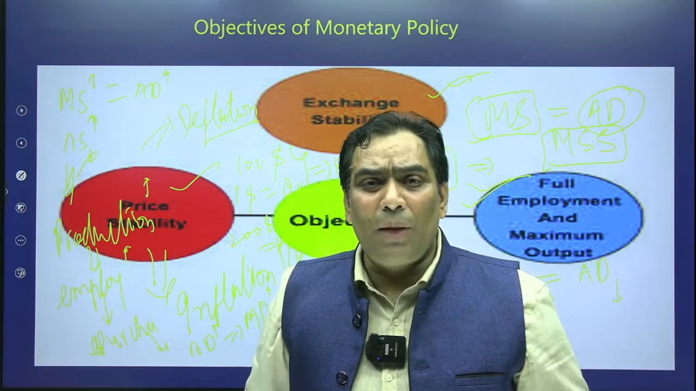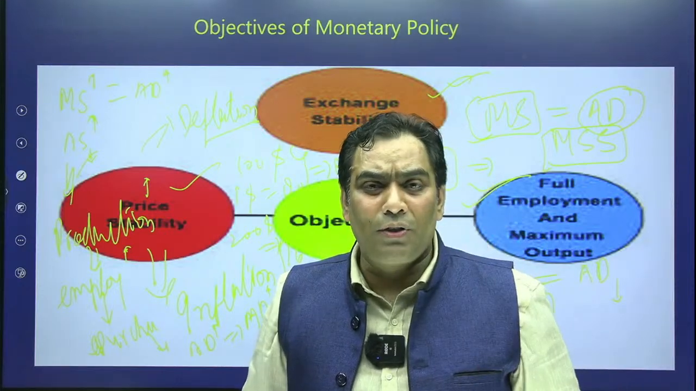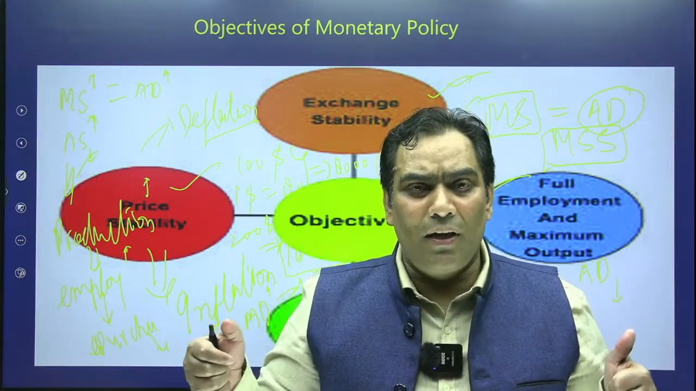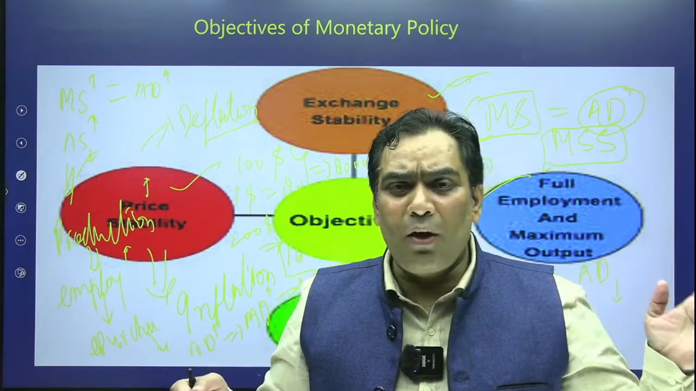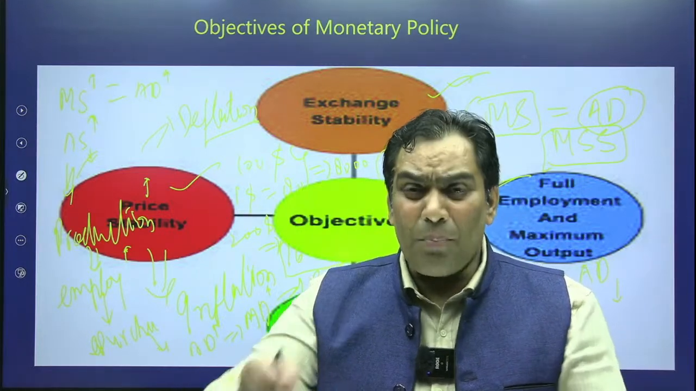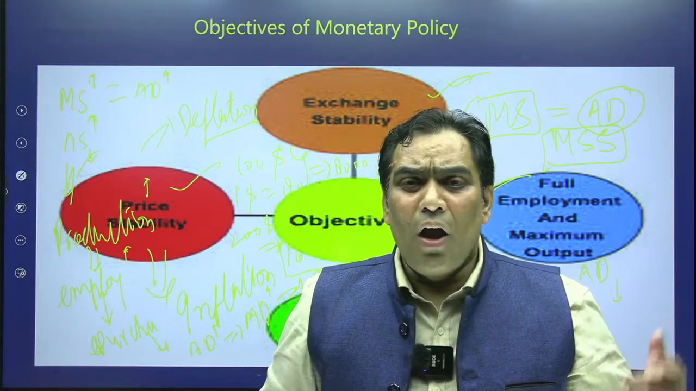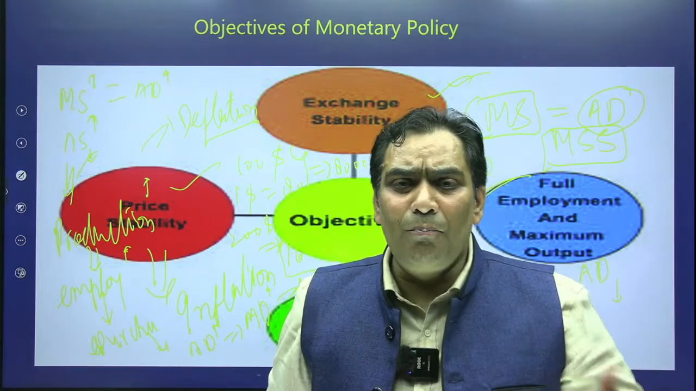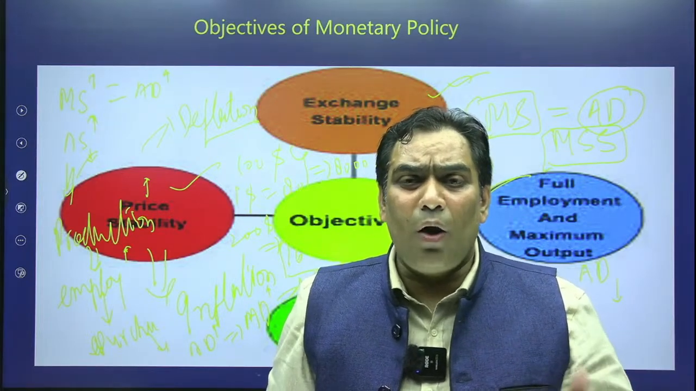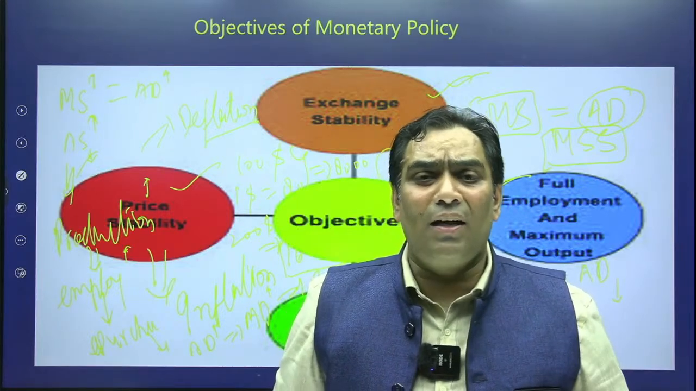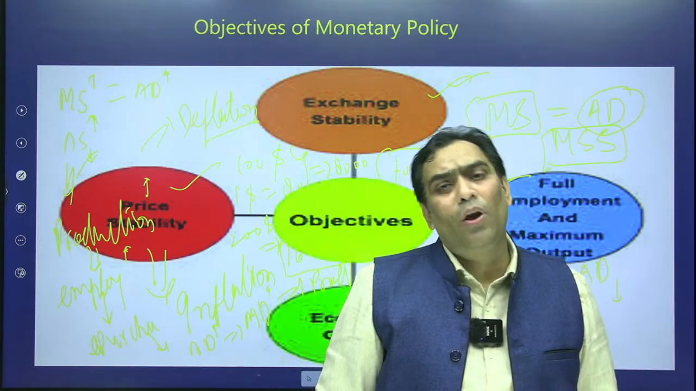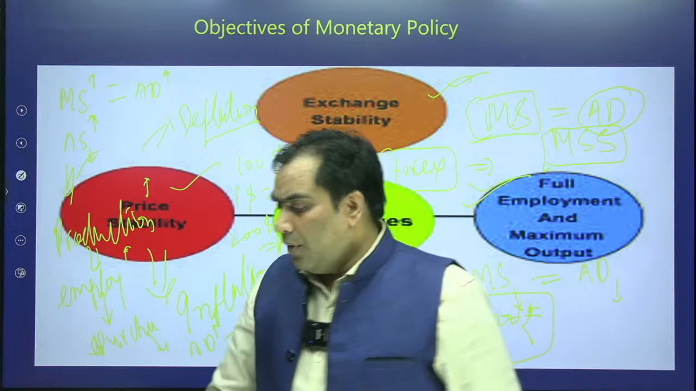Okay, so now I am summarizing the objectives of our monetary policy. The main objective of monetary policy of RBI is to have price stability in the economy. Second is to have economic growth with price stability in the economy. Not only this, to ensure full employment and to maximize the output. Not only this, the other objective is to have exchange rate stability in the economy. These are the main objectives of monetary policy of RBI. Now we are going to proceed further.